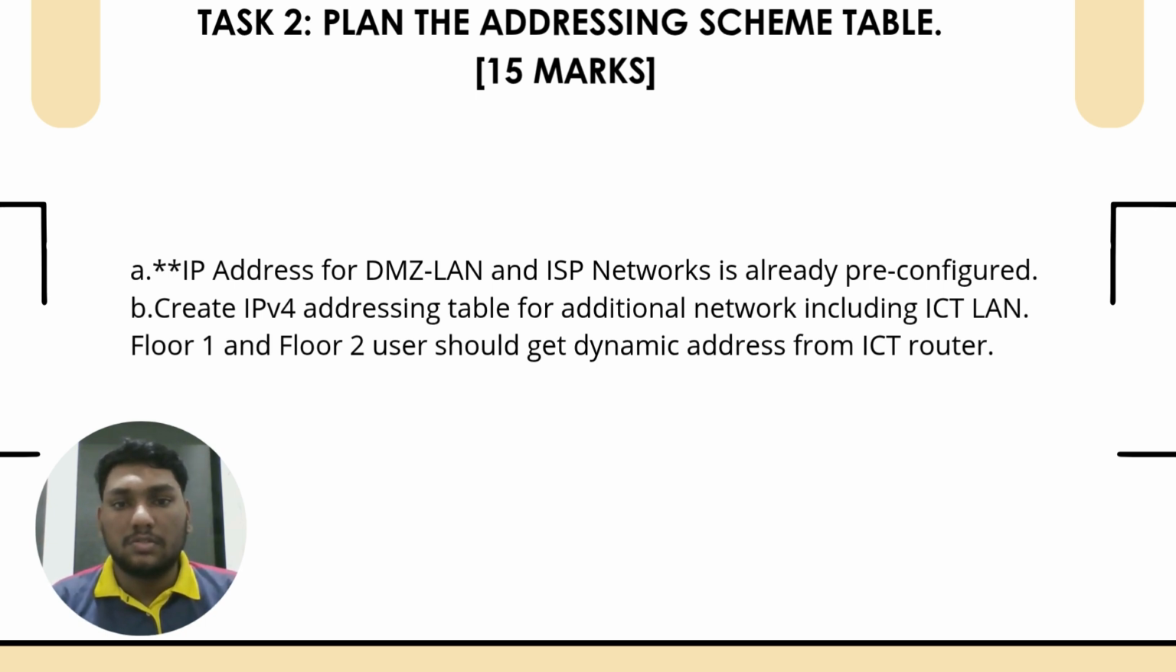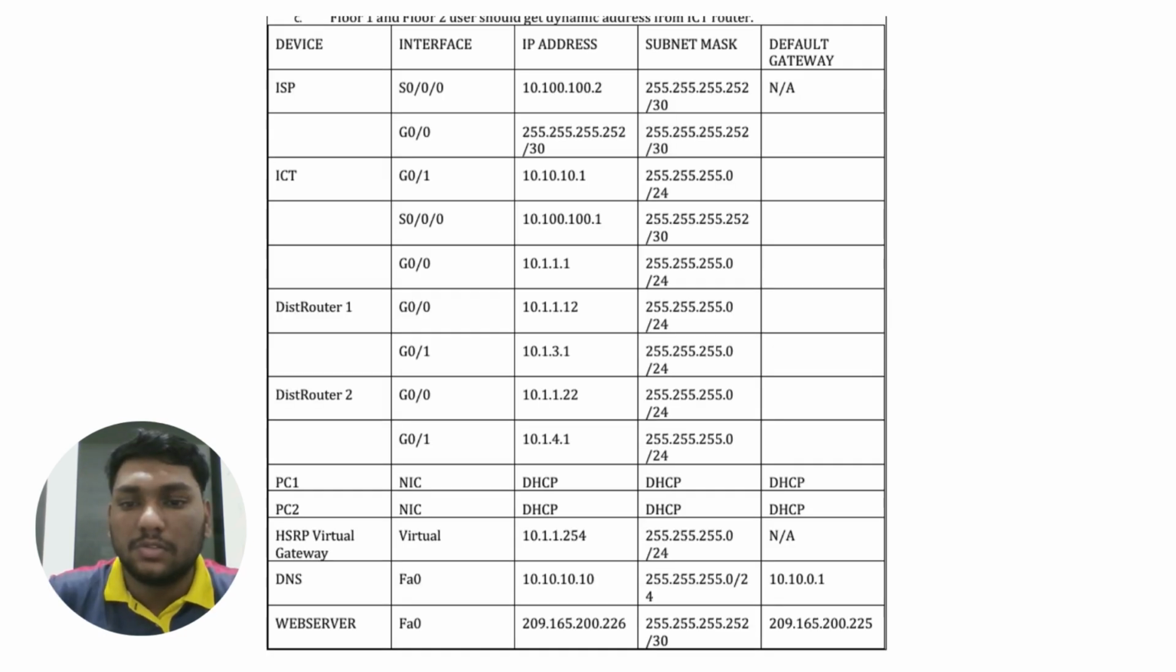So for task 2, plan the addressing scheme table. The IP addresses for the DMZ, LAN and ISP networks are already pre-configured. For part B, create an IPv4 addressing table for the additional network including the ICT LAN. Floor 1 and floor 2 users should get dynamic IP addresses from the ICT router.